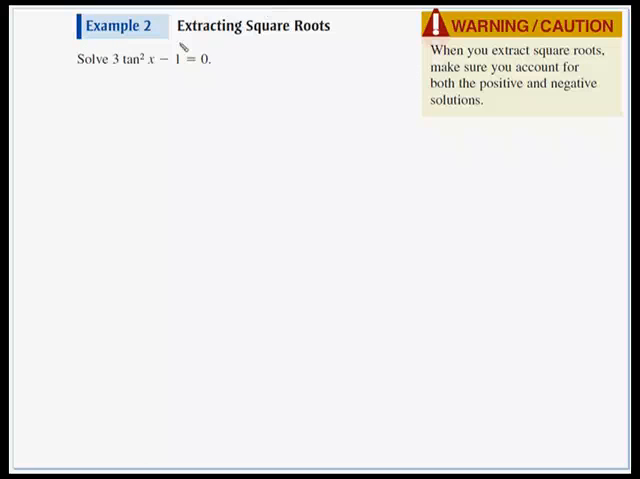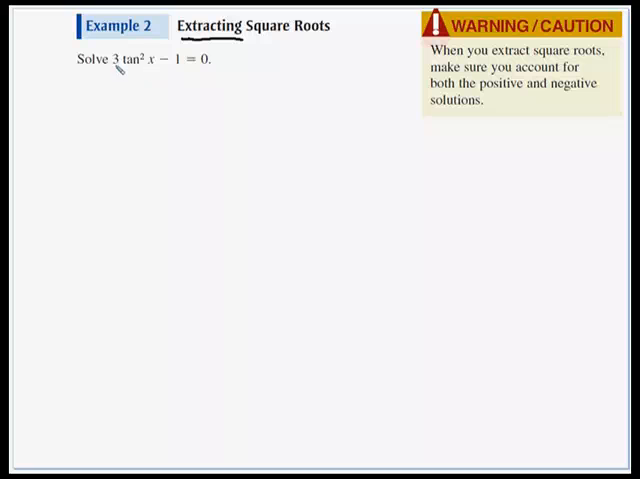In example 2, the technique they're telling us to use is extracting square roots. And warning, remember, when we are extracting square roots, that means we're going to take the square root of each side of the equation. We have to account for both positive and negative solutions. Like when we had x squared equals 4, we would square root each side, and that would be x equals plus or minus 2.